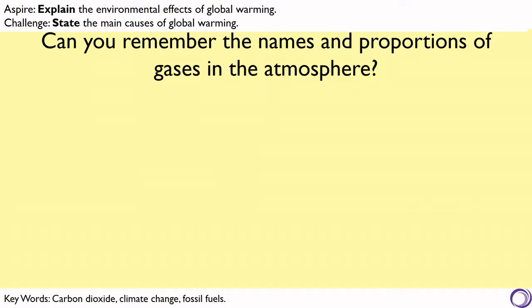Now, I'm hoping that you can remember this from a previous topic. What I'd like you to do is tell me the names and proportions of the gases in our atmosphere.